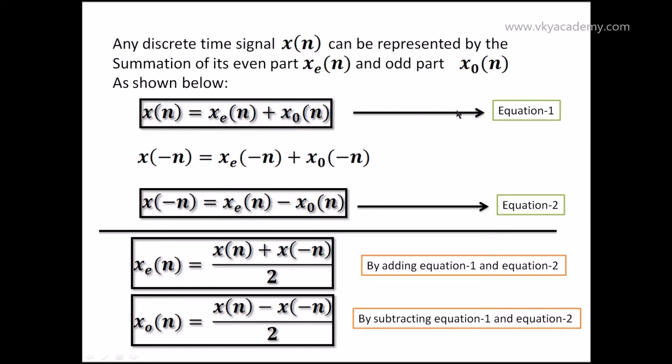Now the moment I subtract equation number 1 and equation number 2, x even n and x even n get cancelled out, and we will have x of n minus x of minus n divided by 2, which is x odd n. So this is how we can calculate the value of x odd n. So basically, if we need to dissociate a particular discrete time signal into its even part and odd part, then we need the original signal x of n and the folded version or the time reversal of x of n.